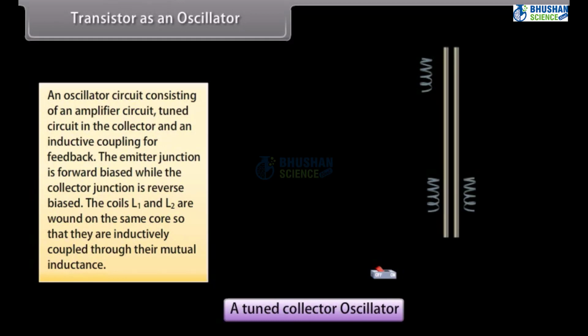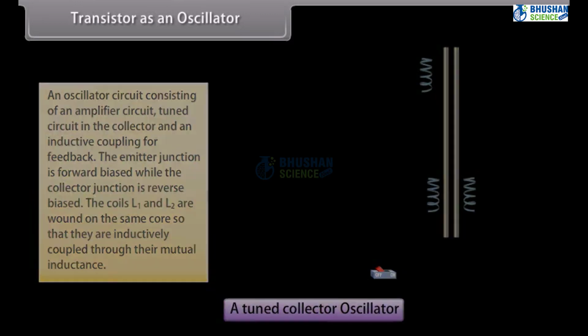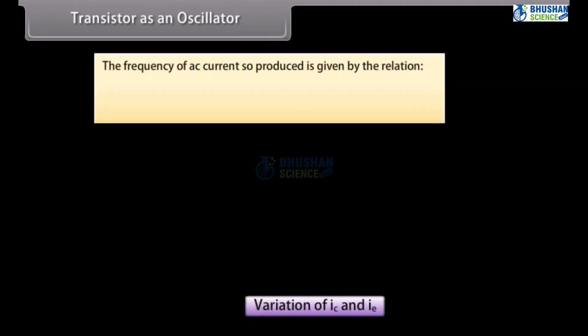Consequently, a voltage is induced in coil L, which charges the capacitor C with such a polarity as to support the forward bias of the base emitter circuit. On reaching saturation, collector current stops varying. Hence, induced EMF in coil L vanishes. The frequency of AC current so produced is given by the relation f = 1/(2π) × 1/√(LC).